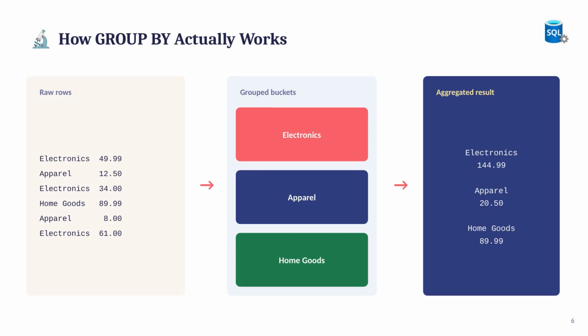All the electronics rows together, all the apparel rows together, all the home goods rows together. Step 3. The aggregate function, SUM in this case, runs separately within each bucket. Electronics totals $144.99. Apparel totals $20.50. Home goods totals $89.99. 3 buckets in, 3 summary numbers out.